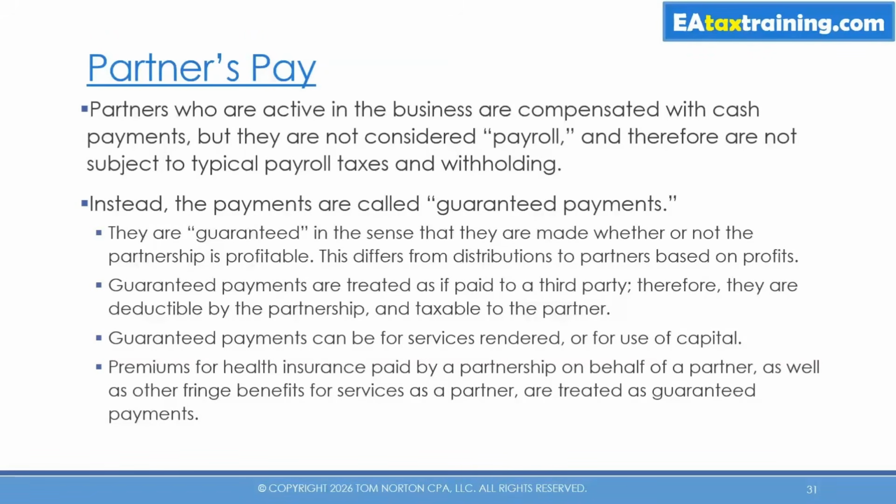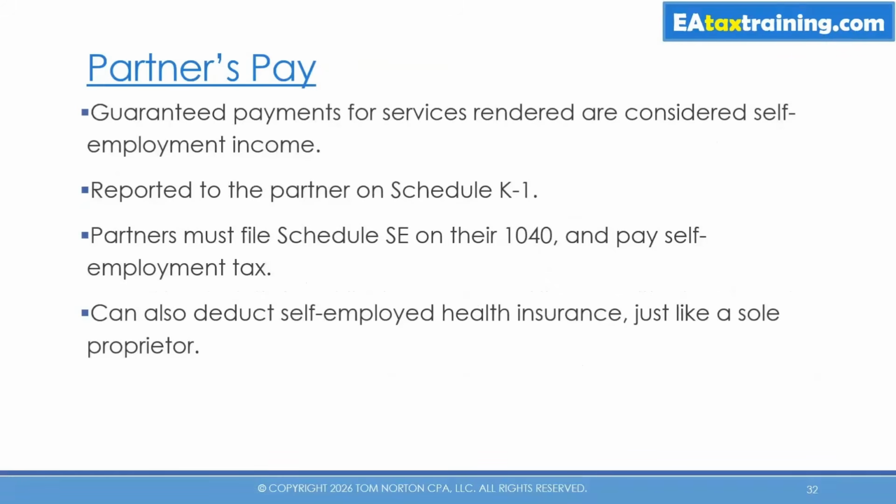Also, premiums paid for health insurance by the partnership on behalf of the partner, as well as other fringe benefits. So most fringe benefits that a partnership provides for the partner are taxable to the partner. So they will also be treated as guaranteed payments. The guaranteed payments that the partner receives are considered self-employment income. They will be reported to the partner on their K1. So they'll get a K1 that shows their percentage of all the profits and losses from the partnership. It will also show the amount of their guaranteed payments.